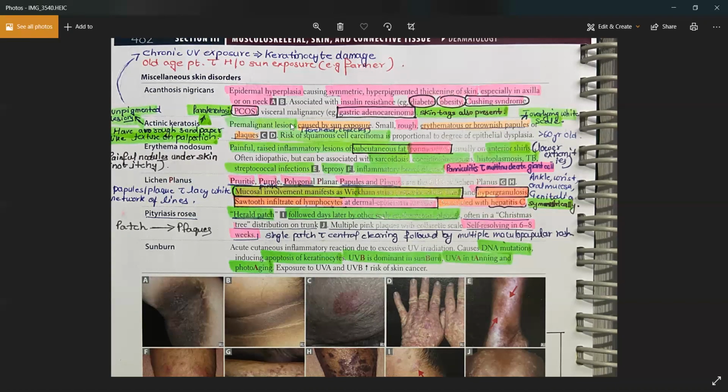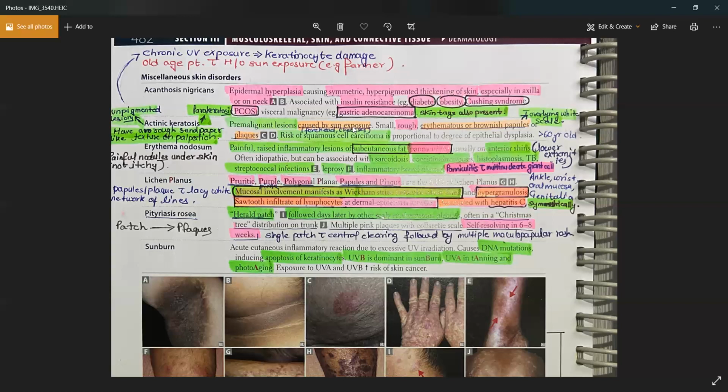Then you have the actinic keratosis, which is a pre-malignant condition. It is only seen in patients with a prolonged history of sun exposure, which means this is always going to be an old-age patient with very prolonged sun exposure, like a farmer, a security guard, or a labor worker. They generally have actinic keratosis because of prolonged exposure to sunlight.